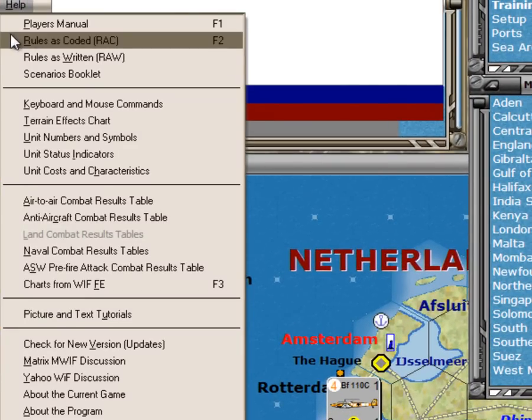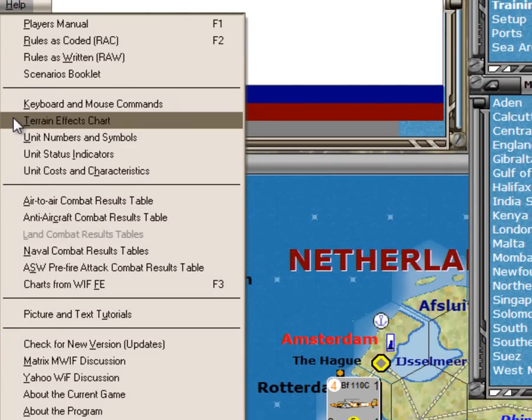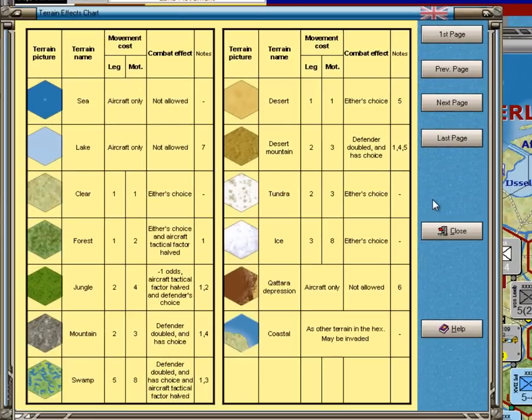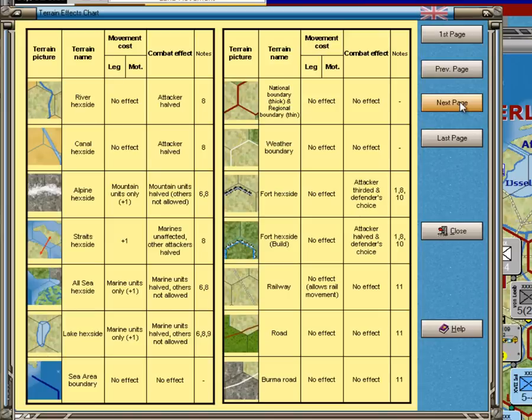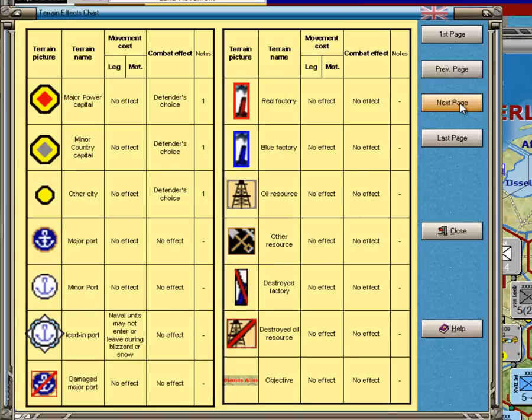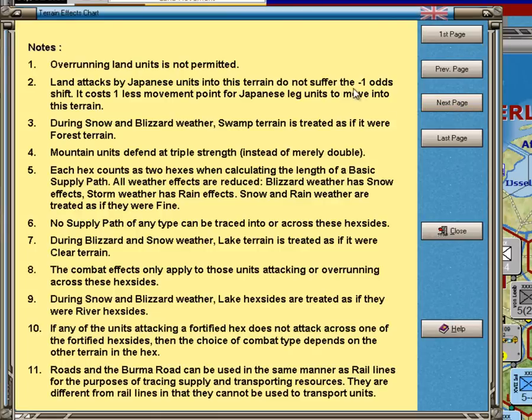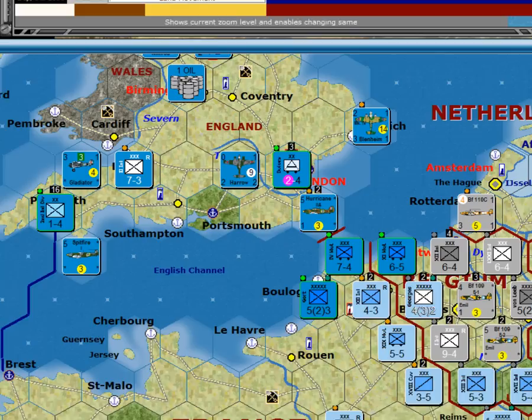Another help item that you will use from time to time when you're beginning play is the terrain effects chart. This shows you the terrain. The next page shows you the hexsides, and the third shows you the icons. The last page here are all the notes, which describe the 3 previous pages.